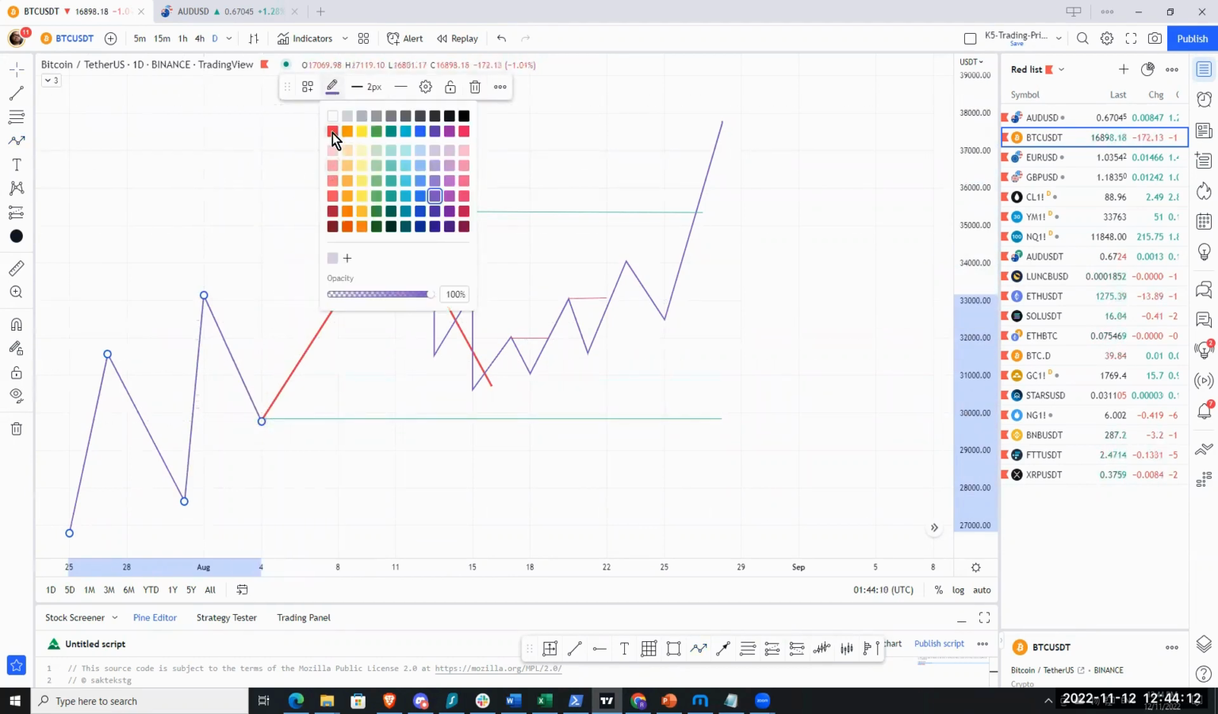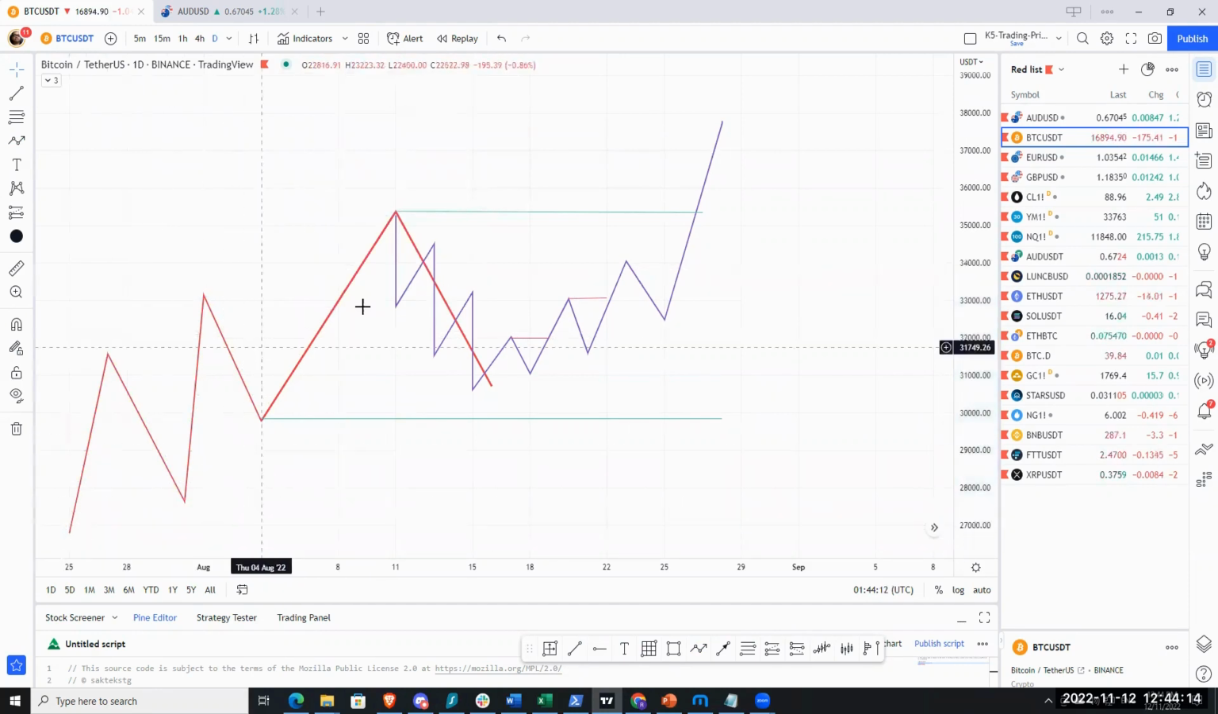Let me change the color of this. Okay, so maybe this is what was coming, and now we are focusing here. So we consider this low and this high until either side is broken. This entire structure is considered an internal structure to this external leg.